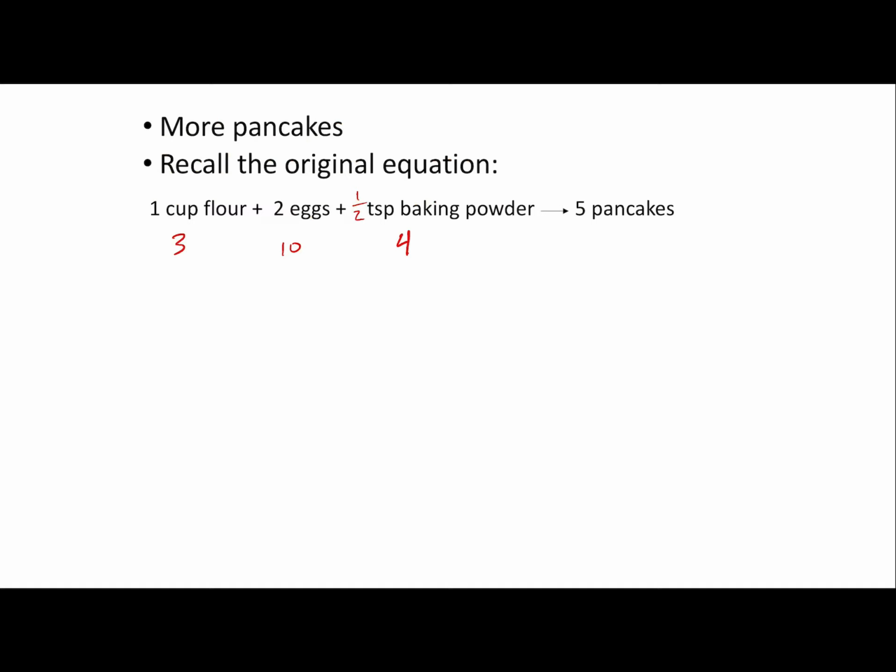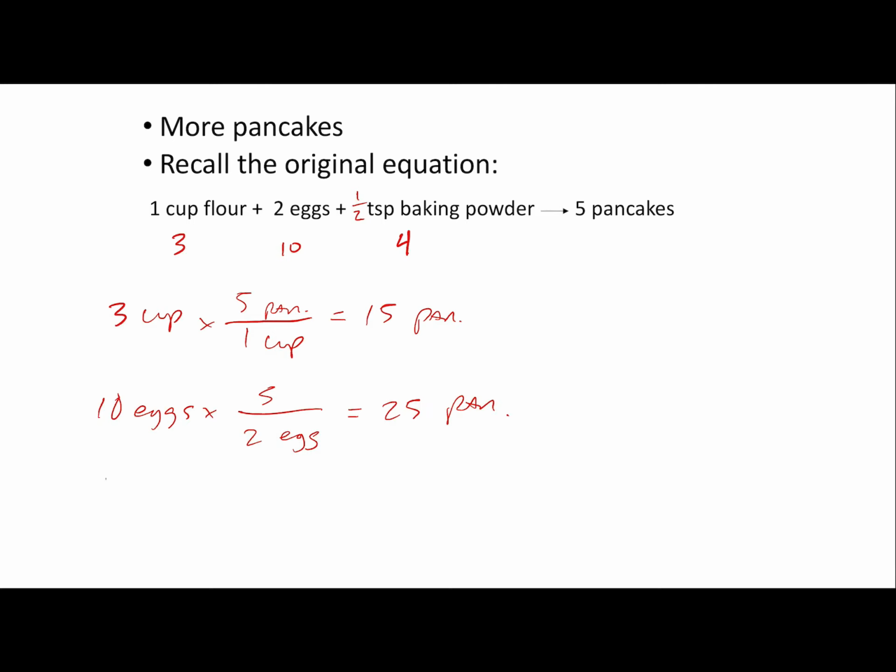Okay, so how would we do this? Well, the first thing we would do is figure out how many pancakes we could make from each of the individual ingredients. So for example, the 3 cups of flour, we remember from the equation that 1 cup will make 5 pancakes. So that would be 15 pancakes. The 10 eggs, right? Every 2 eggs makes 5. So 10 eggs is going to make a lot. 2 eggs is 5. This would be 25 pancakes, right? 10 divided by 2 is 5, 5 times 5 is 25.